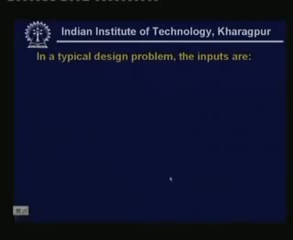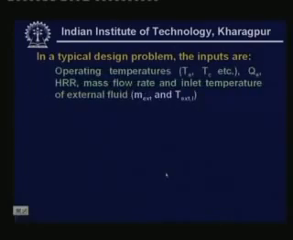So, let us look at a typical design problem. Normally in any design problem, the inputs are the operating temperatures, that means the evaporator temperature, condenser temperature, etc., refrigeration capacity QE, the heat rejection ratio HRR, mass flow rate and inlet temperature of external fluid, that is M external, and T subscript external I. Okay. Normally these values are available in any typical design problem.